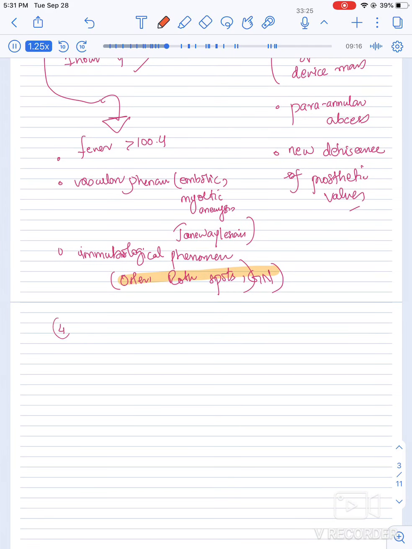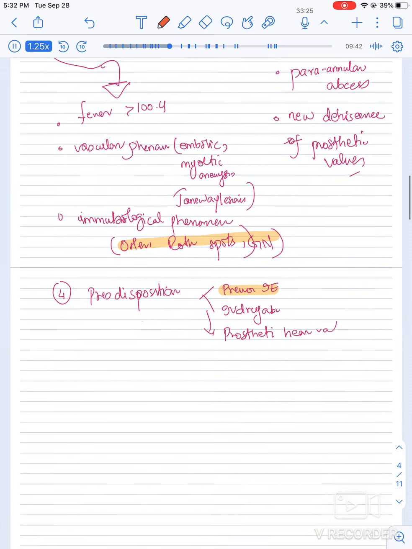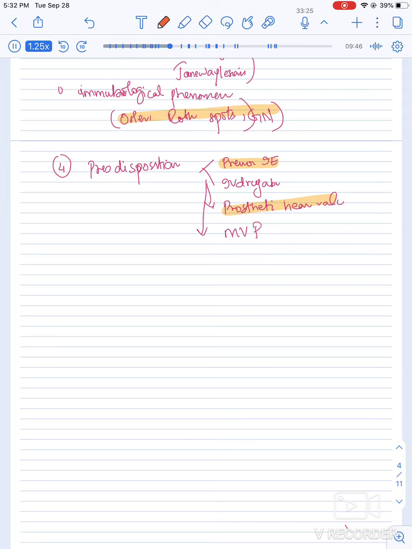The fourth one can be your predisposition factors. So those can include previous infective endocarditis history, IV drug abuse, prosthetic heart valve, mitral valve prolapse. Now this one is actually important. So mitral valve prolapse is one of the predisposing factors. You can have congenital heart disease, so that's important.